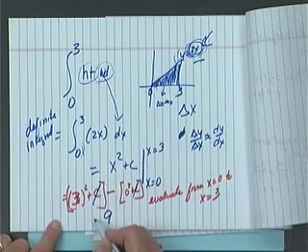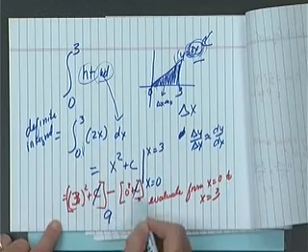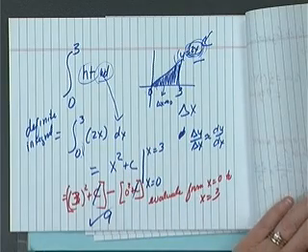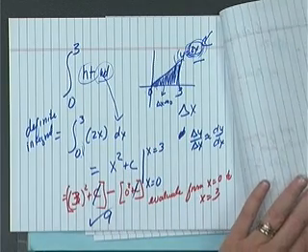All right, so 3 squared is 9. 9 minus 0 is 9. And there we have it. The value of the definite integral is 9. Okay? All right, I just told you a lot at one time.